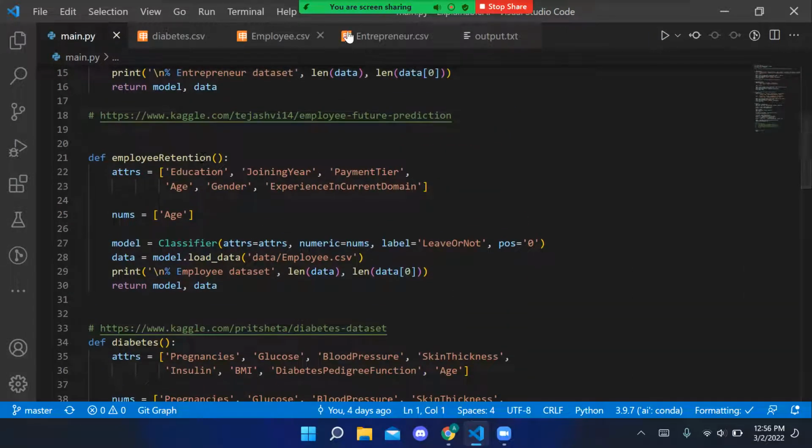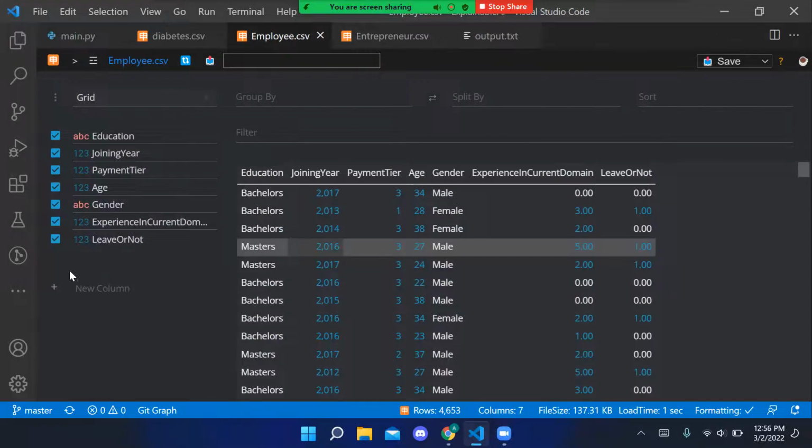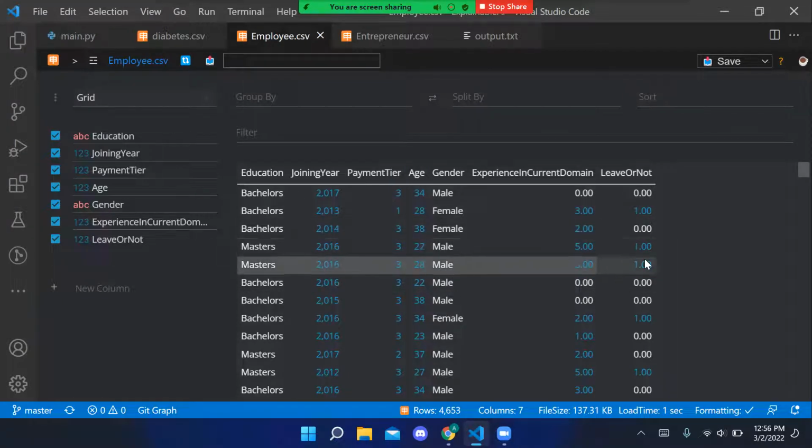Moving on to the next data set, I used the employee data set. This one is basically a data set that talks about employee retention. So it takes in the education, the year they joined, what level of payment they are on, their age, et cetera, to determine whether they're likely to leave the company in 2 years or not.